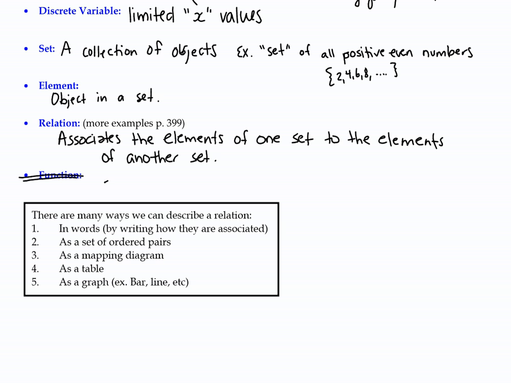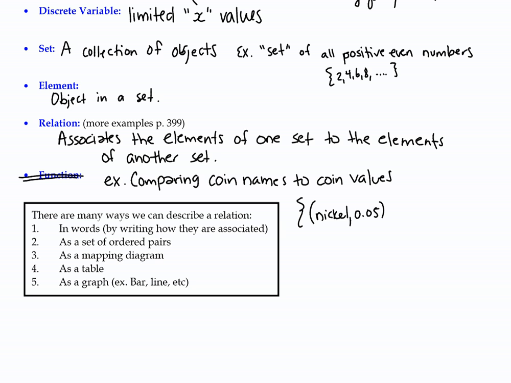Okay. So for example, if I relate coin names to coin values, give me an example of an ordered pair in that relation. Give me nickel, 5 cents. Okay, what's another one? Dime, 10 cents.